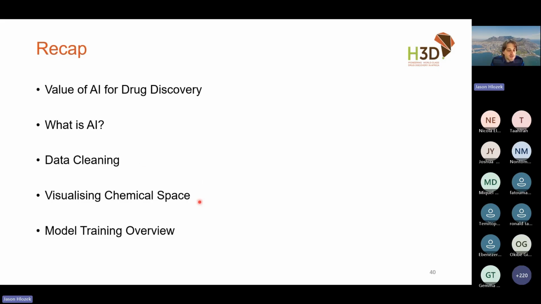Then we spoke about chemical space and how to plot this, and this was an unsupervised learning approach where we don't have labels and we can see the structure of our data sets, how homogeneous or heterogeneous it is. And then we finished looking at the full model training overview, finishing with supervised learning, where we actually train these classification and regression models, which is really going to be the focus of tomorrow.